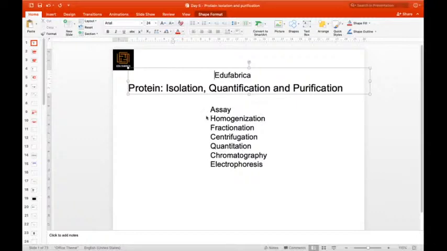And then we deal with homogenization, how you homogenize your samples, then how you fractionate it, then centrifugation, then various techniques for quantification, and then how to purify it with the help of chromatography and electrophoresis, also a little bit about mass spectrometry, MALDI-TOF, and that's it. That's all I will be dealing with in today's lecture, and I will keep it quite interactive and nice.